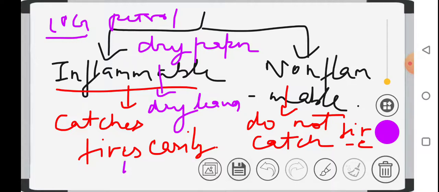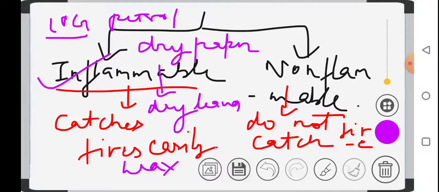Kerosene, wax, LPG, hydrogen, dry wood, dry paper, dry leaves, petrol, kerosene, candle. Candle means a candle is made up of wax. So all these substances catch fire easily. And if they catch fire easily, so they are which type of substances?